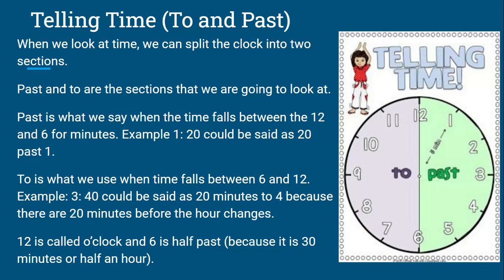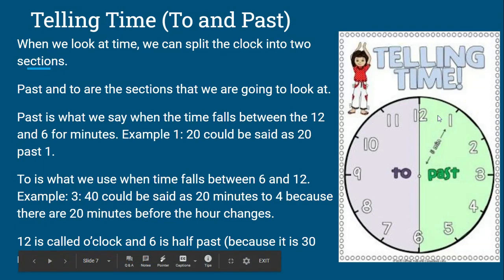All right. When we look at our clock, we can split this clock into two sections. There's past and to. And when I say past, I mean it is past the hour of 1. If I say to, then I'm meaning it is 10 minutes to the hour of 8. So it's before. Past means it just switched to that hour a little bit ago. And to means it's about to switch to the next hour.